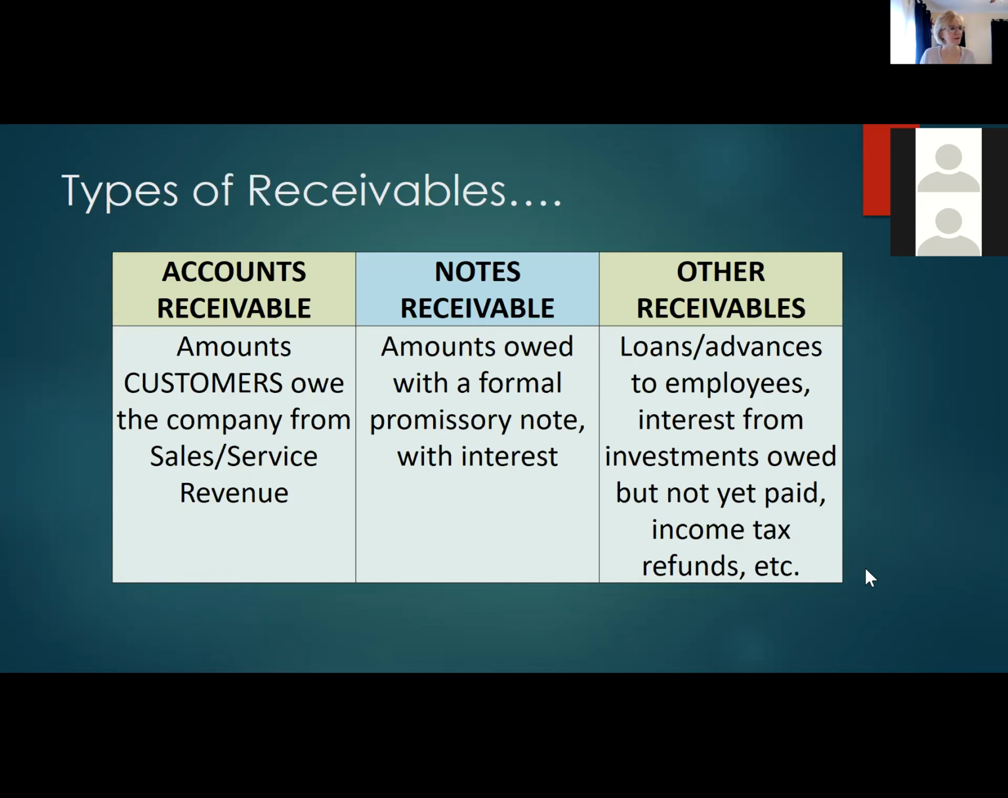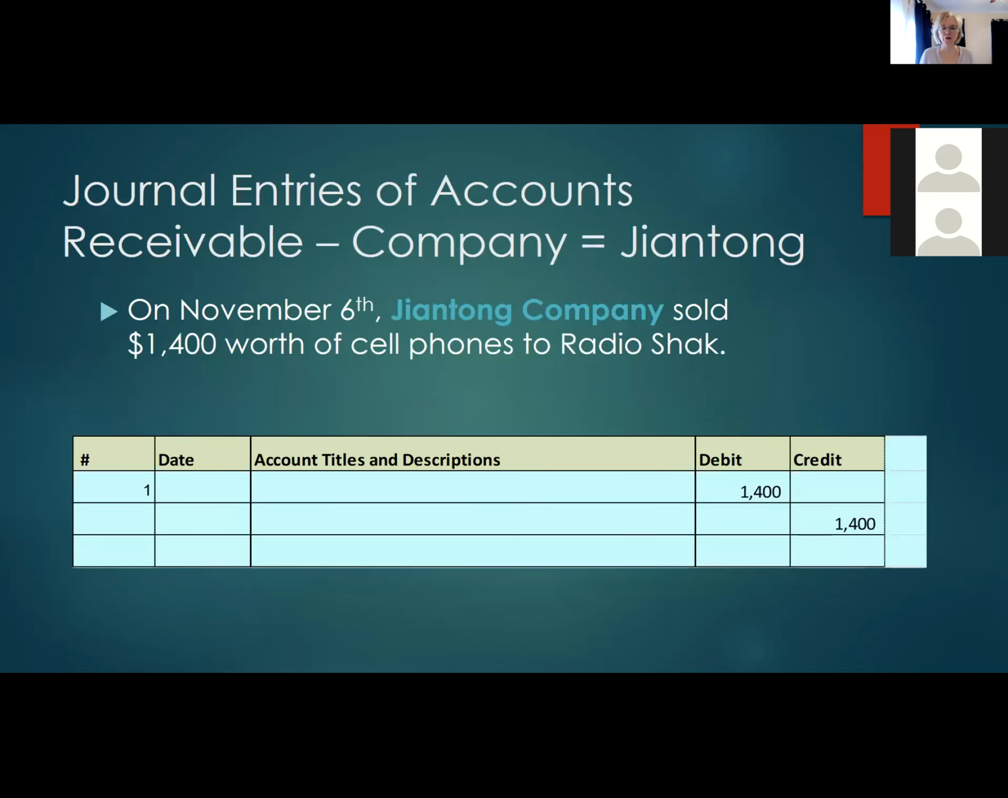All right. So let's go on. Let's look at your course pack and let's do a few practice problems. So I want journal entries, accounts receivable, for the company Jiantong. On November 6th, this is straight out of your course pack, Jiantong Company sold $1,400 worth of cell phones to Radio Shack, which is now no more, by the way. Okay, so start that out.